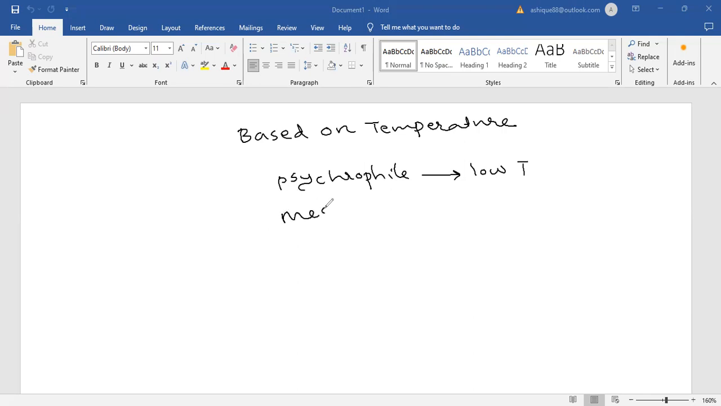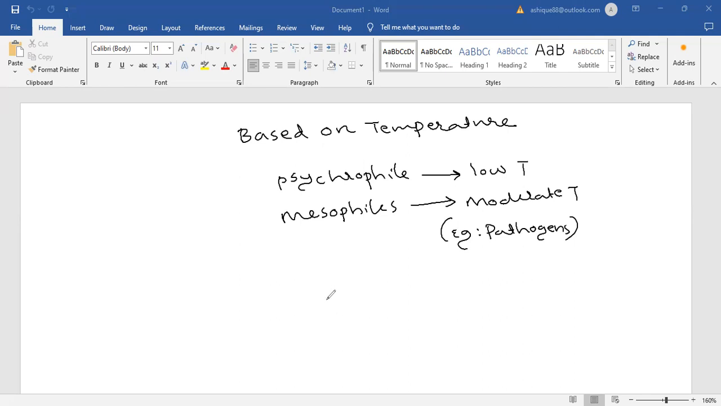And you can see mesophiles. Mesophiles are present in moderate temperature. They require moderate temperature. Pathogens, for example, which cause disease to human beings, and not only to human beings but also to other organisms, require moderate temperature. That's why, in the human body, the bacteria can easily grow.